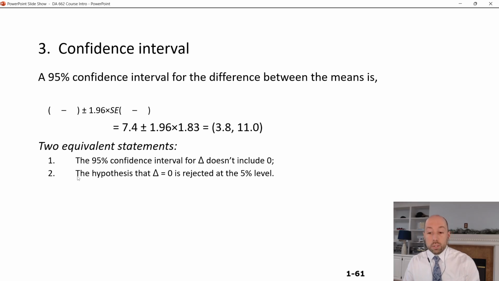Or I could say there's a 95% chance that the truth is in this range, which doesn't include 0 difference. Or I could take it to the logical conclusion and say my hypothesis that the difference was 0 is rejected at the 5% level of significance, meaning there's a 5% chance I'm wrong.